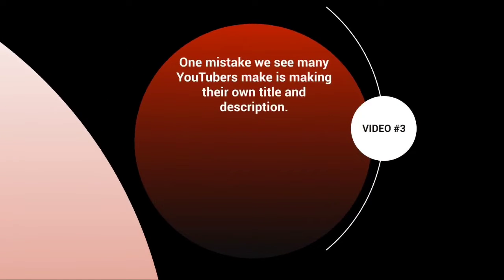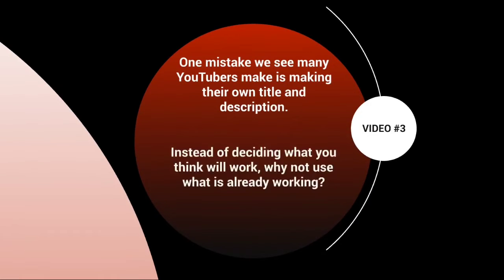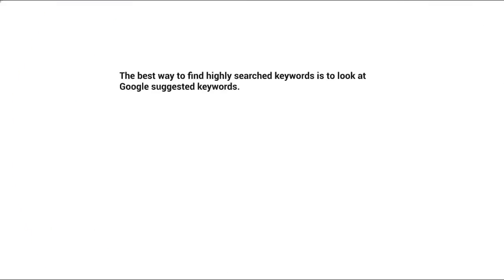One mistake that we see many YouTubers make is simply making their own title and description. I mean, it's natural, right? But instead of deciding what you think will work, why not use what is already working and do some simple keyword research that's not going to take a lot of time, and this way you'll be able to have the right information that will help you rank on the right keywords.